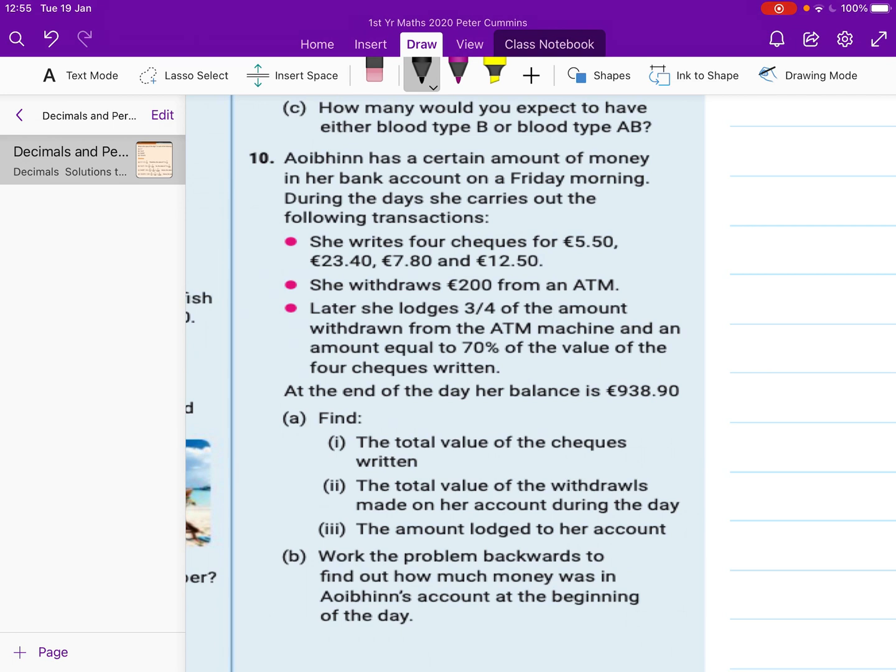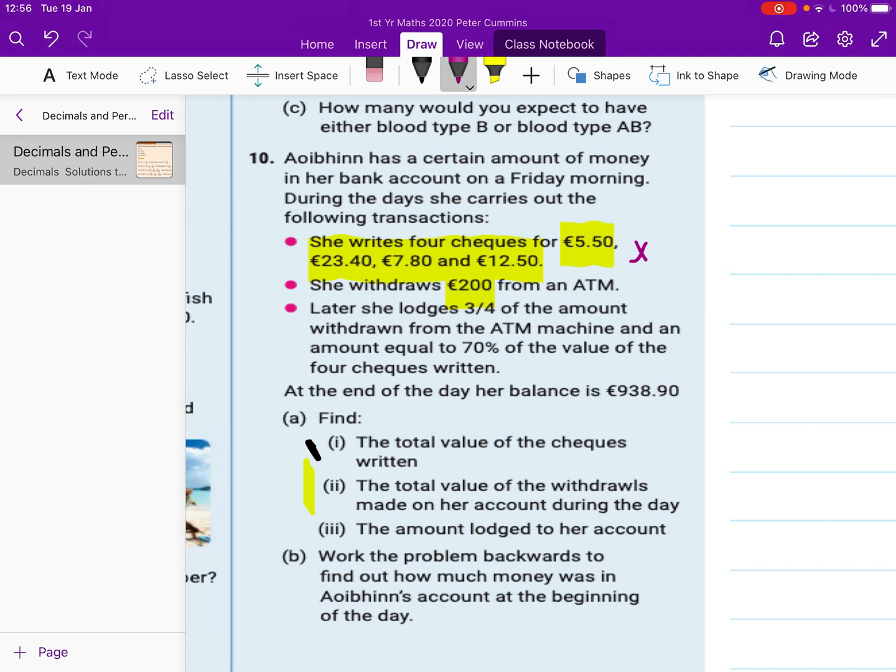So the total value of the checks. For this one here, we're just going to add up 1, 2, 3, and 4. For the second part, the total value of her withdrawals made on that day, all we're going to do is add 200 to whatever we got for part 1. So for part 2, you add 200 onto whatever answer you got for part 1 to get that.